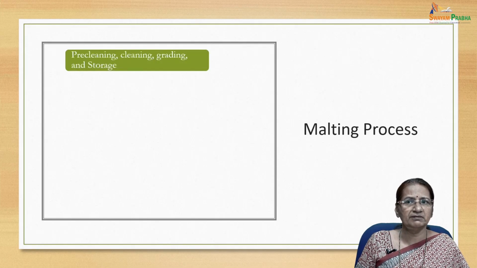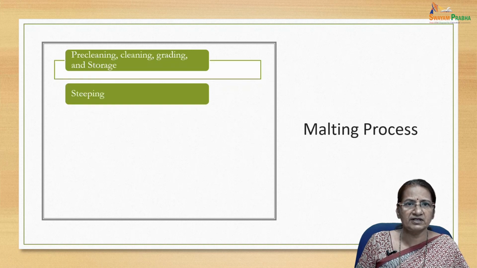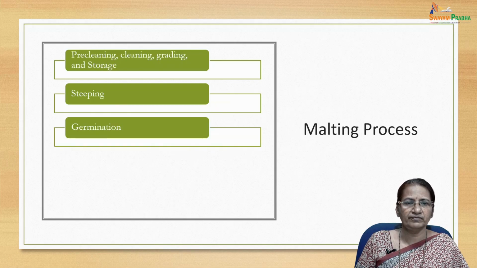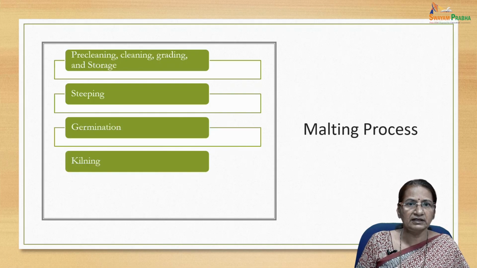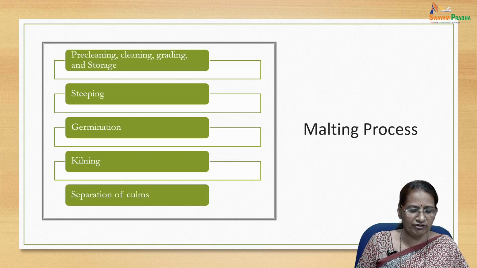Now let us study the malting process. It starts with pre-cleaning, cleaning, grading and storage. Then the second step is steeping, then germination, then kilning, then separation of culms.